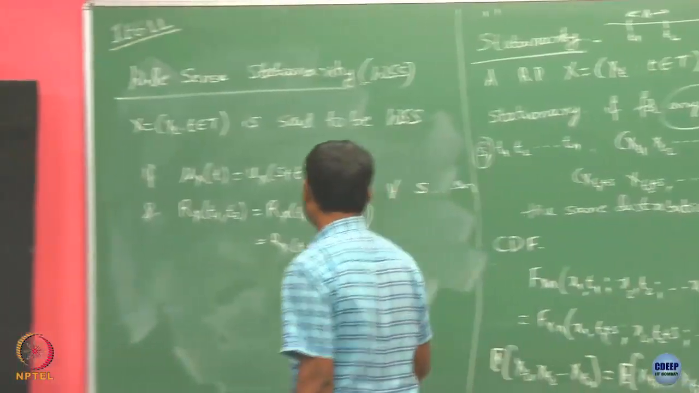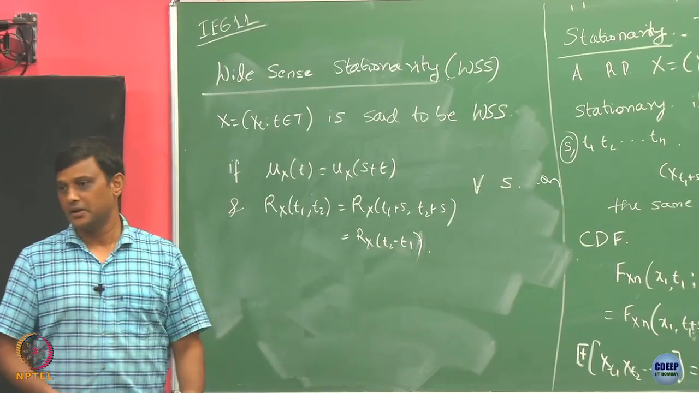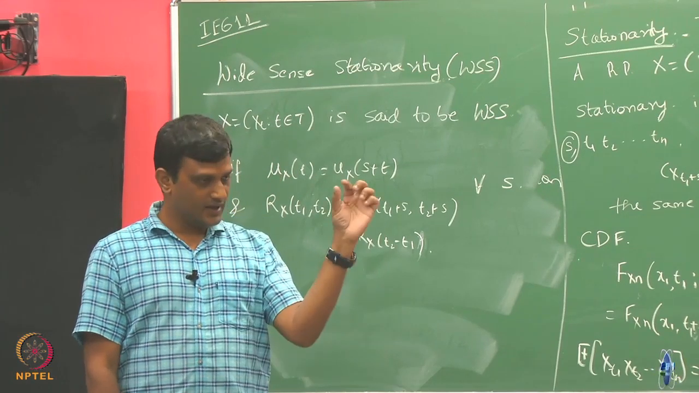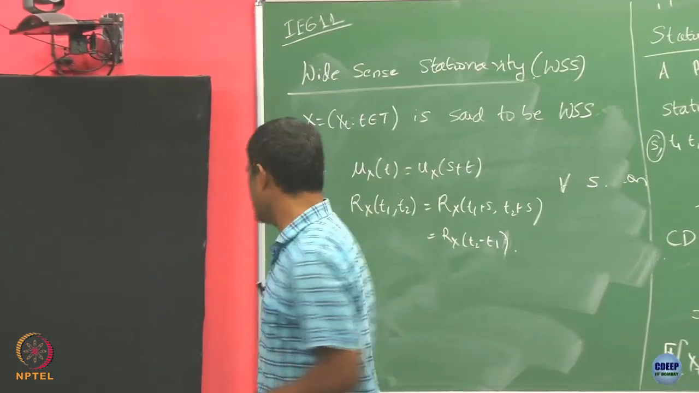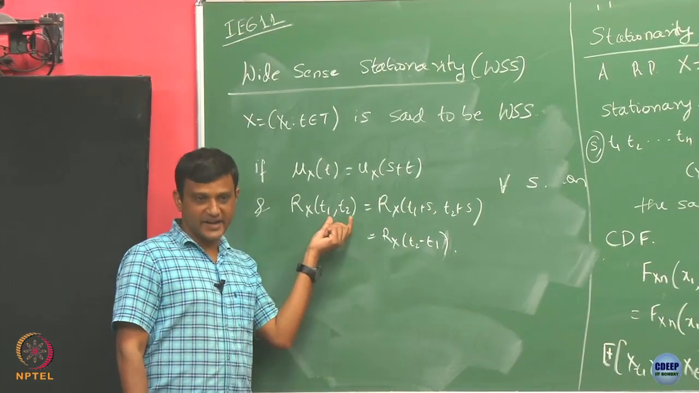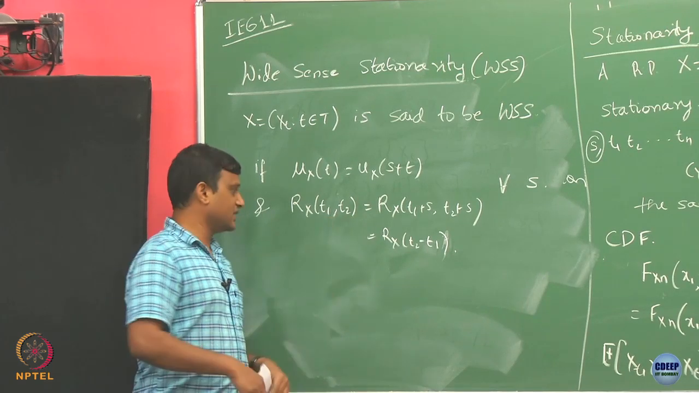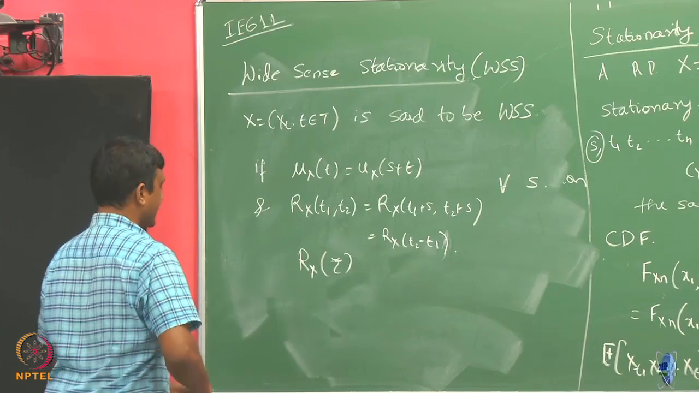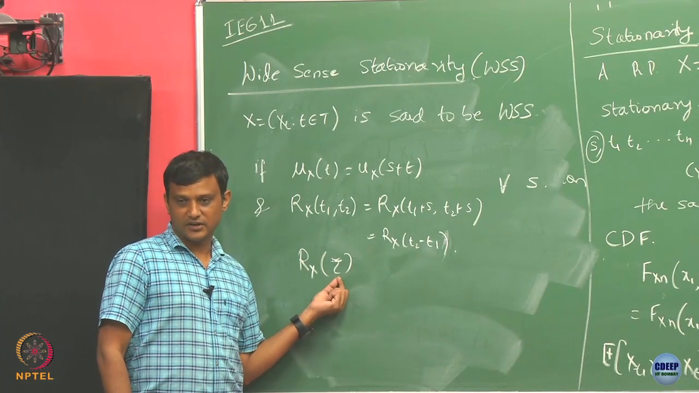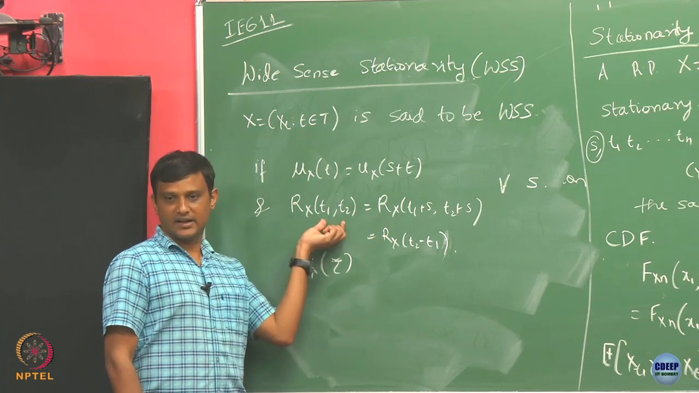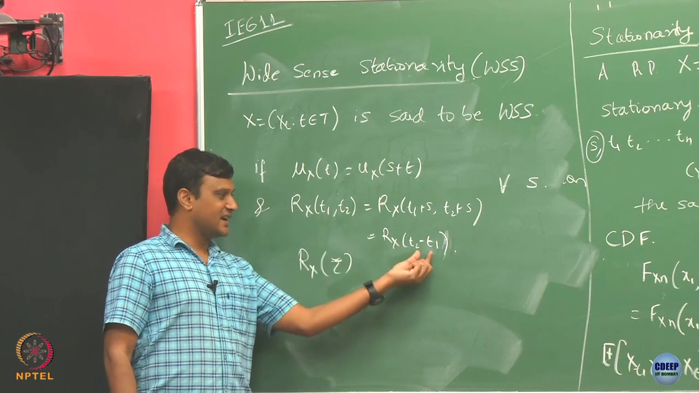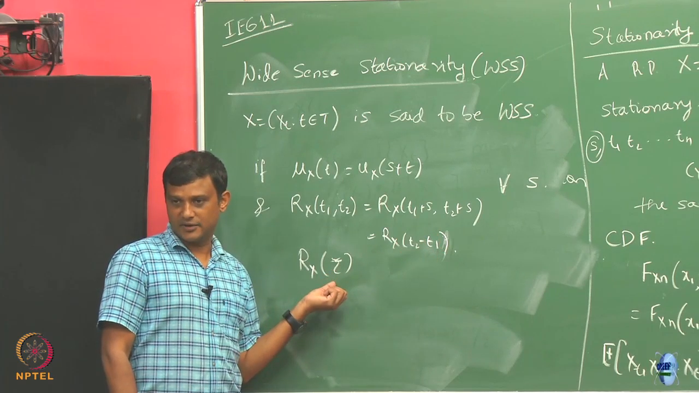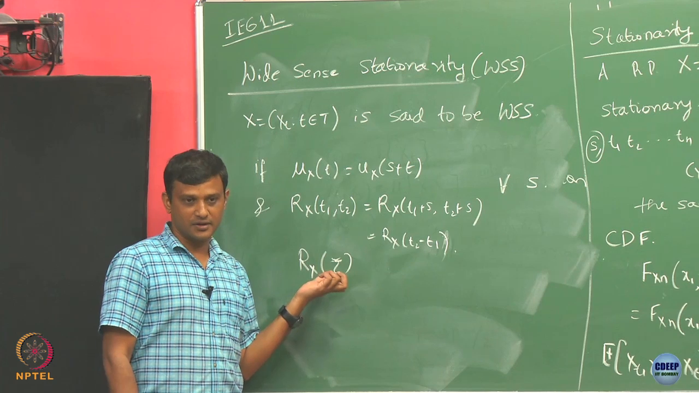So because of this property that my autocorrelation here only depends on the interval, the difference of the indices rather than the actual values of the indices itself, often it is given in terms of a single argument. Often you can write it as a function which takes only one argument. So here it is taking two arguments, right? But two arguments is essentially translating to only the difference in these two arguments. That means I can as well think of it as a function of a single argument. Okay.